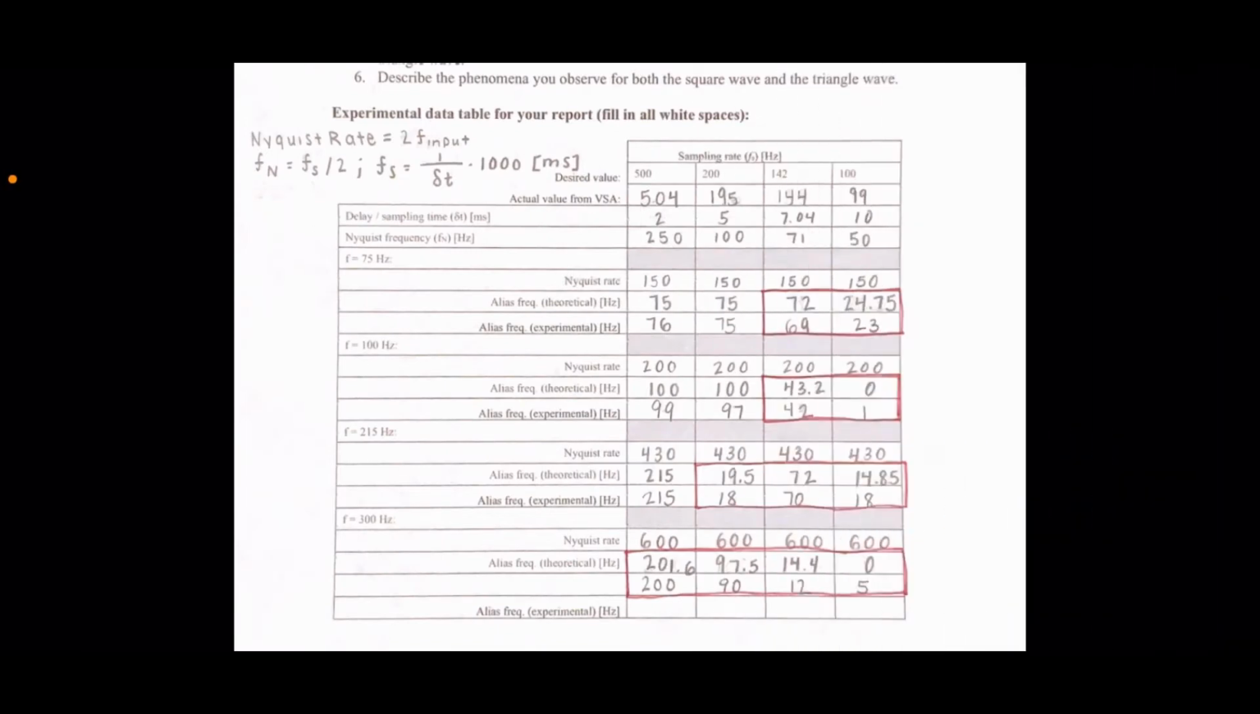Here is my data table. As you can see, the hypothetical and experimental values for alias frequency are quite similar. The values boxed in red demonstrate aliasing.